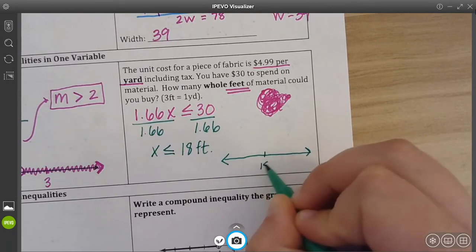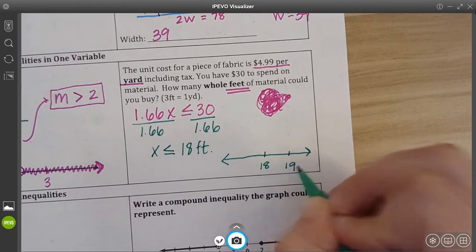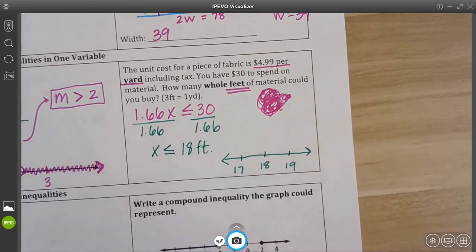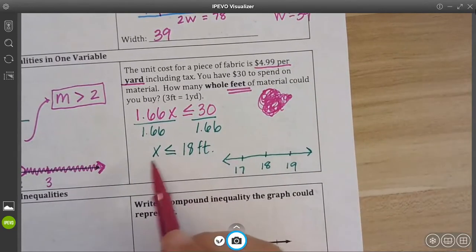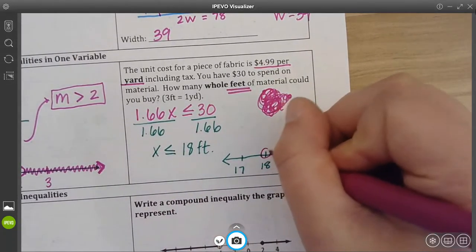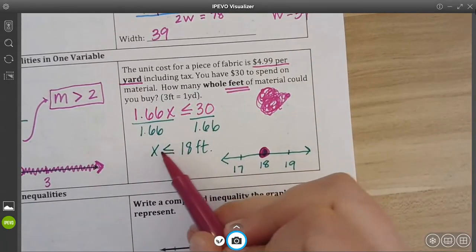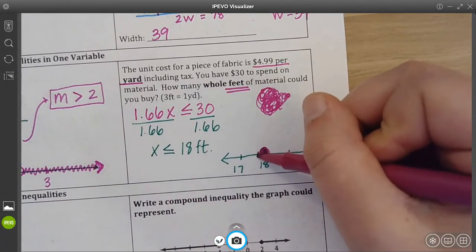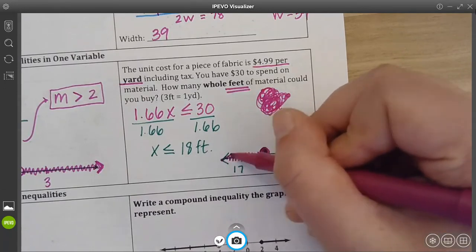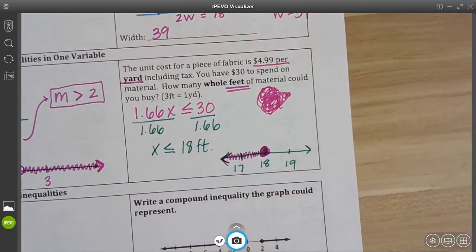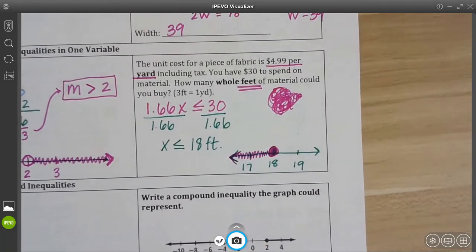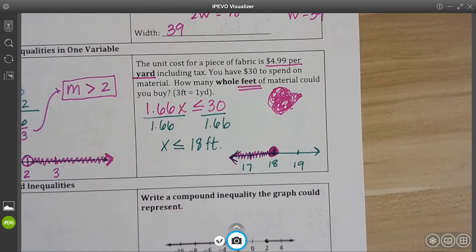I take my 18 and put it in the middle. I do 1 number to the right and 1 number to the left. This time, X is less than or equal to 18, so I'm going to put a closed circle. And this arrow tells me the way I'm going to shade it. I'm going to shade it to the left, where my numbers are getting smaller. So I can buy up to 18 feet, but I could also buy only 16 or 15 or 10 and still be within my budget of $30.